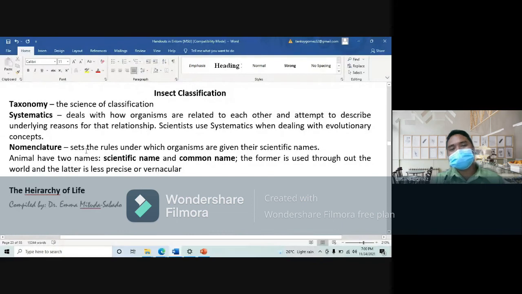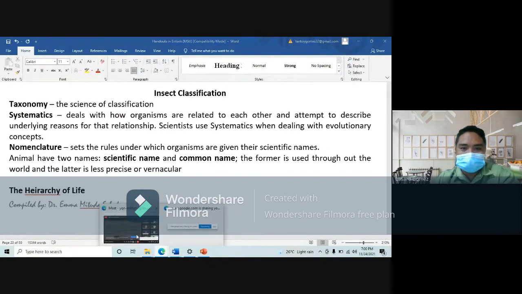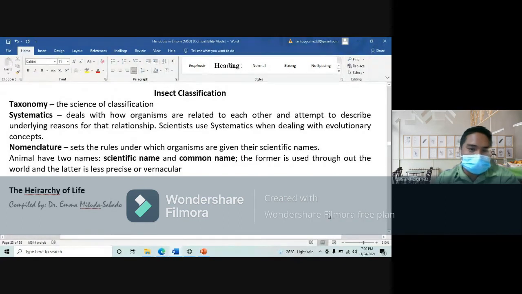Nomenclature is the set of rules under which organisms are given their scientific names. So those are the general rules. Let's say for example, Musca domestica var. or spp. Most likely the scientific name will be named after the person who discovered that insect, or that particular animal, for example.